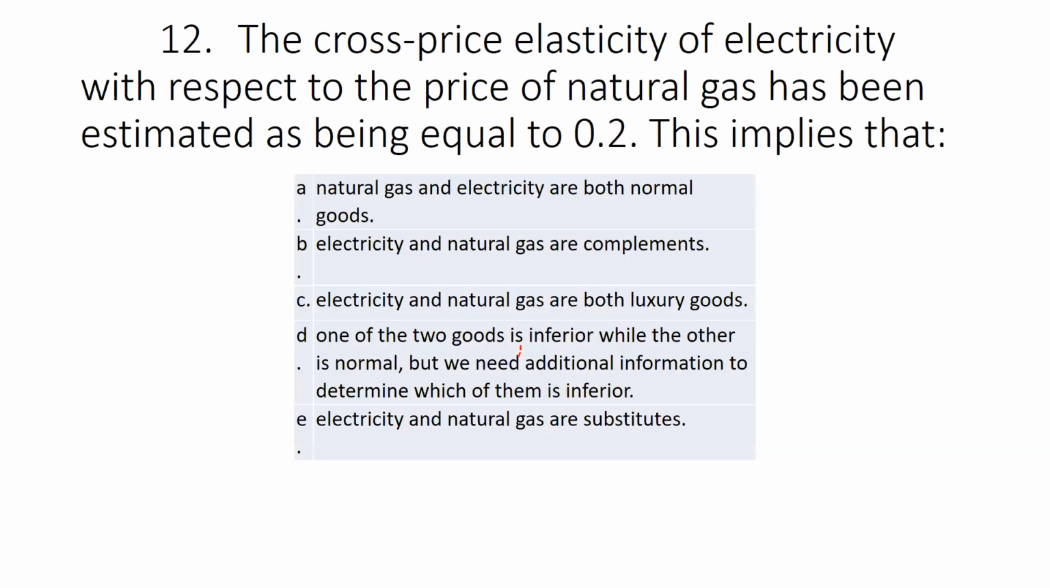Okay. The cross price elasticity of electricity with respect to the price of natural gas has been estimated as being equal to 0.2. That implies that. I'll give you a minute to think about it. Okay, what do we have here? Okay, I see us hitting L, and that is correct.